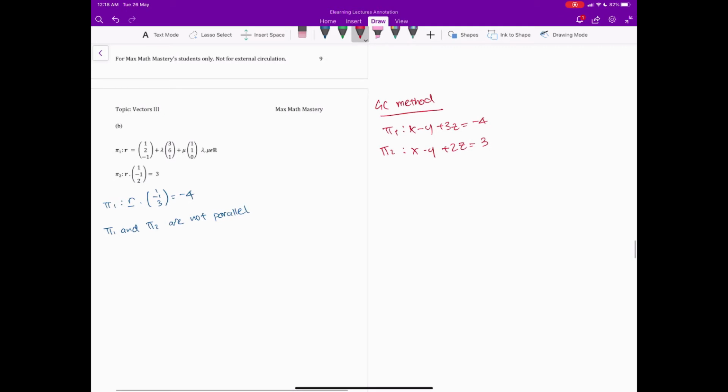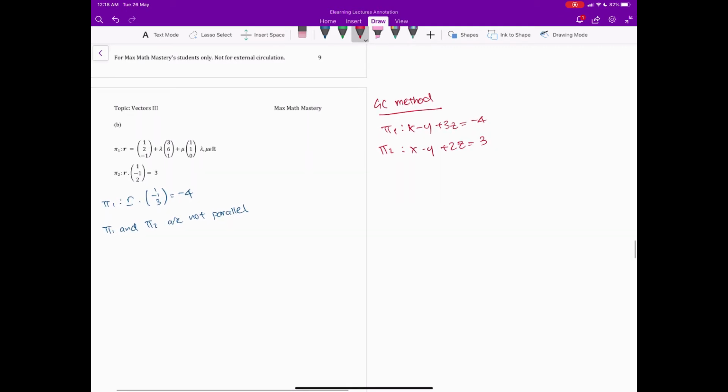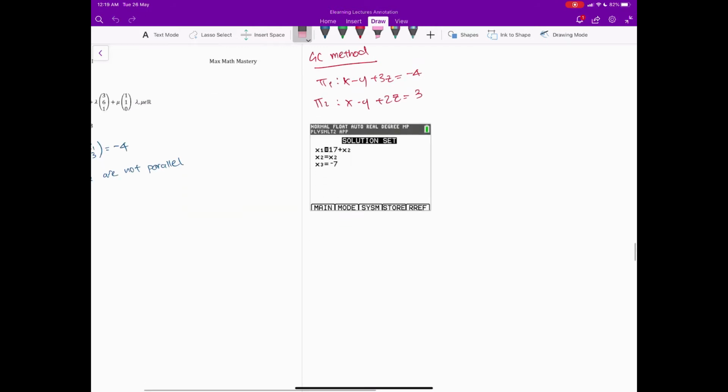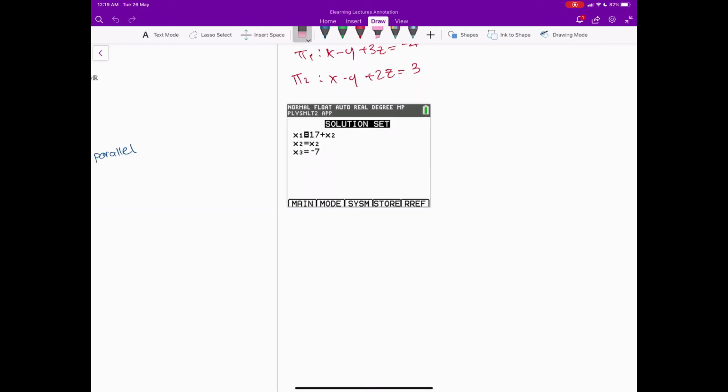What I'm going to do is use my GC. Under your apps, polynomial simultaneous equation solver, go ahead and try to solve the simultaneous equations. You can pause the video and try finding the solution over here. I'm just going to show you. Once you key into your GC, you should see this in your calculator. You should derive x1 = 17 + x2, x2 = x2, and x3 = -7.